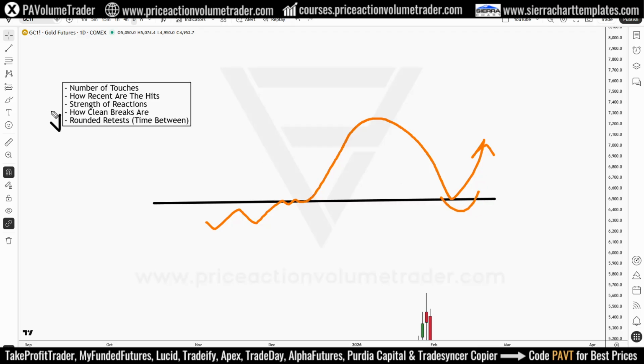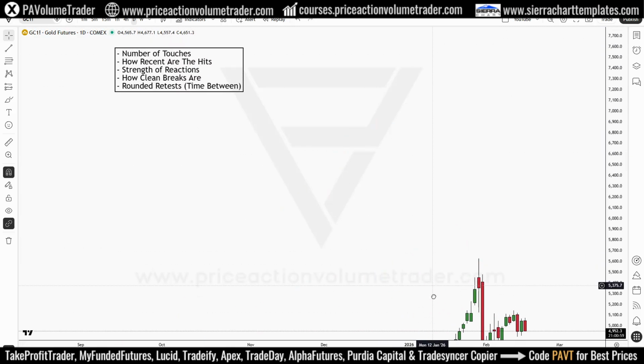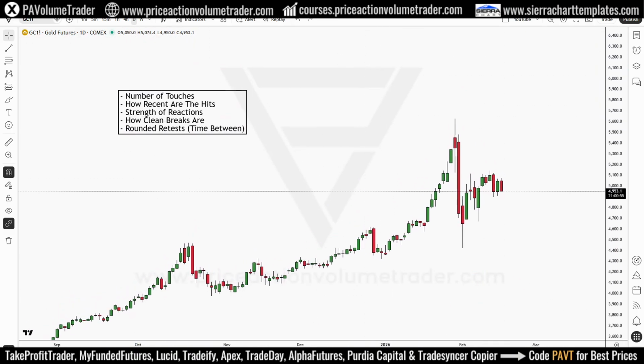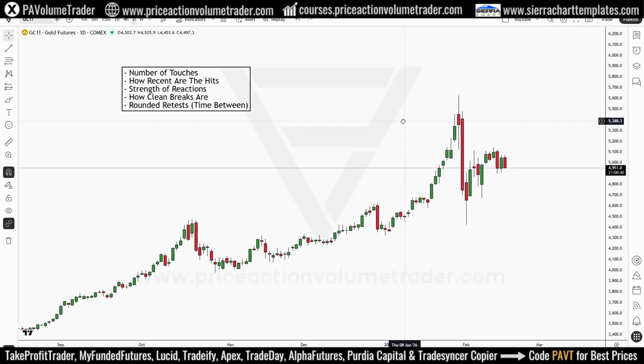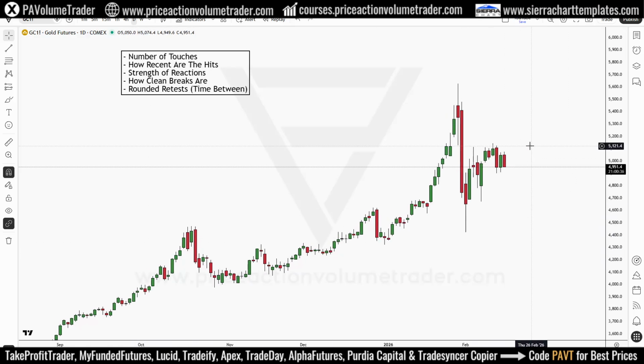So if we have the combination of a clean breakout plus a rounded retest back, this gives us very good conviction that this is going to be good levels as well. Okay, so with that said, if we go here on a gold chart and we're saying, okay, let's start analyzing this chart. This is a naked chart, no volume profiles, no nothing.